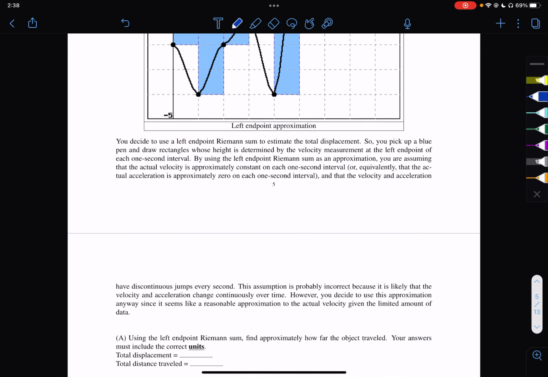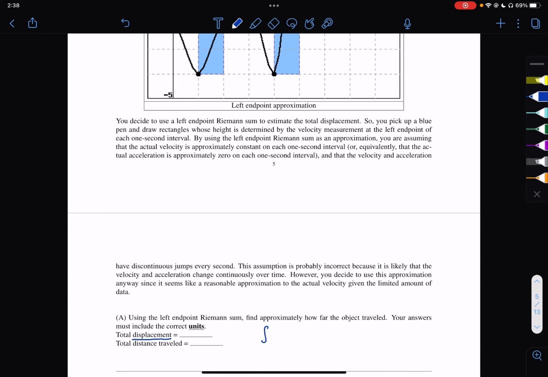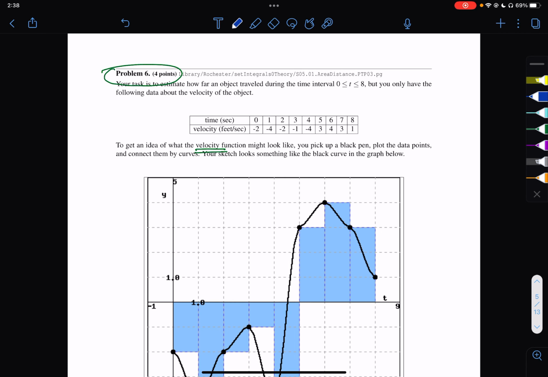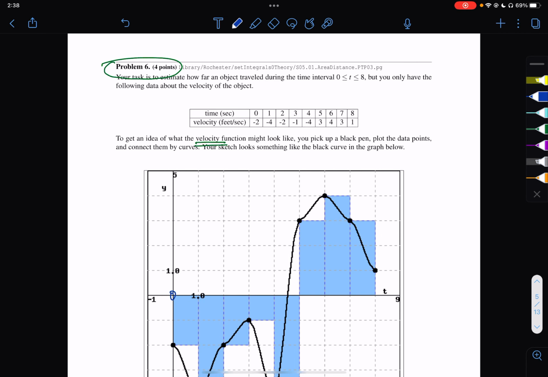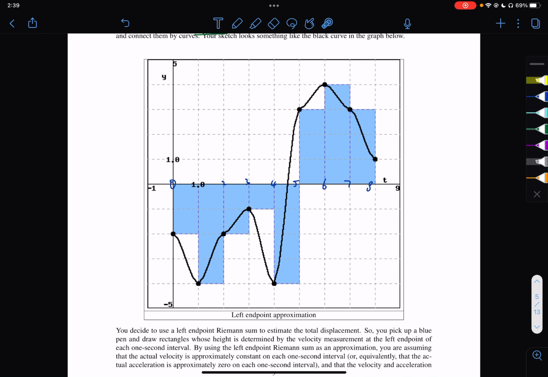So the first part, in order to find your displacement, you are actually looking to integrate your function in the interval 0 through 8, and you have your function given and dt. That's what you're looking for. And you can only do it with the help of a Riemann sum because the original function was not actually given to you explicitly. So you are trying to find the Riemann sum area, and they are telling you to use a left end Riemann sum.